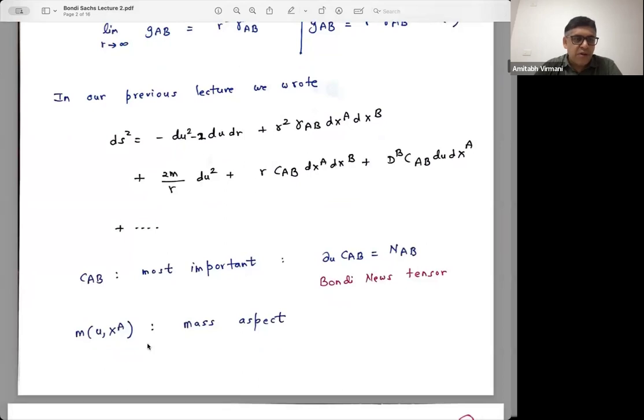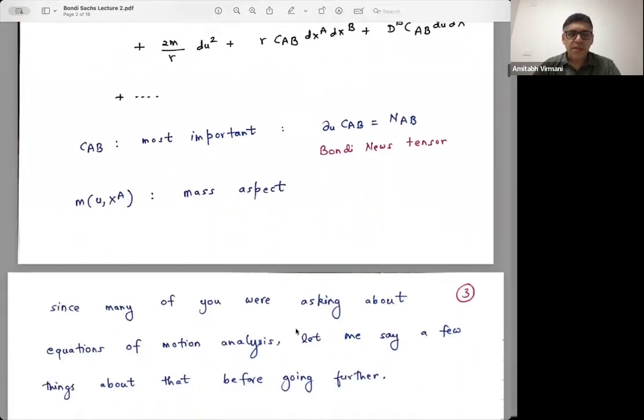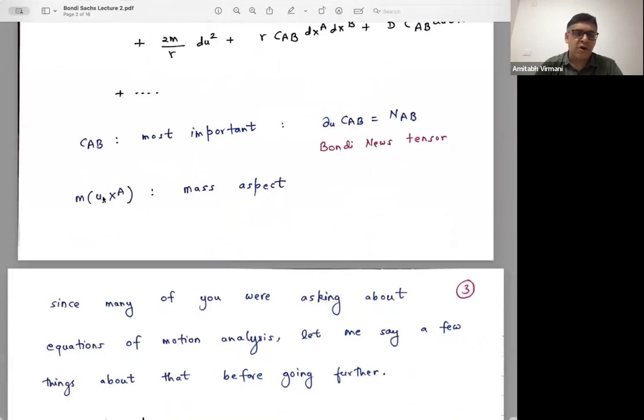Okay, so the second most important quantity is this function m. This is a function of u and theta and phi. So the notation is xa is theta and phi. This is called the Bondi mass aspect, or simply the mass aspect. What this is telling you is how much mass is in different directions of your spacetime. The integral of this function will give you the Bondi mass.